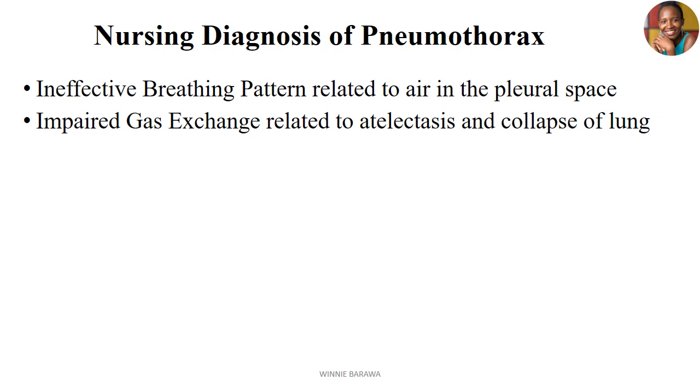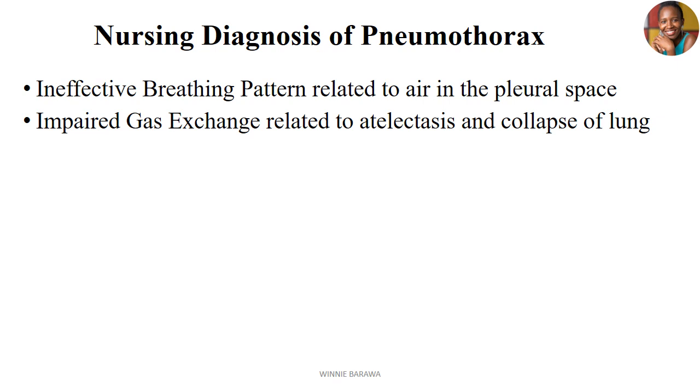And then the other diagnosis we can use is impaired gaseous exchange, which could be related to development of atelectasis and collapsing of the lungs. So all these are literally featuring in the progress of pneumothorax, when it comes to the accumulation of air in the space and the compression of the lungs until they collapse.